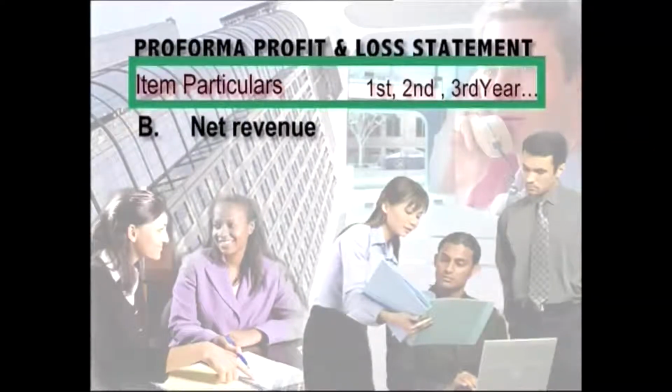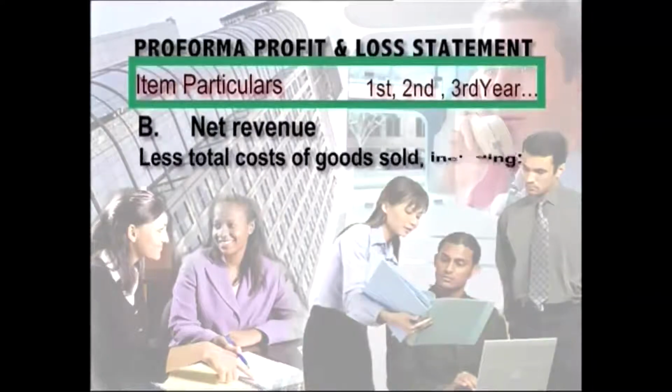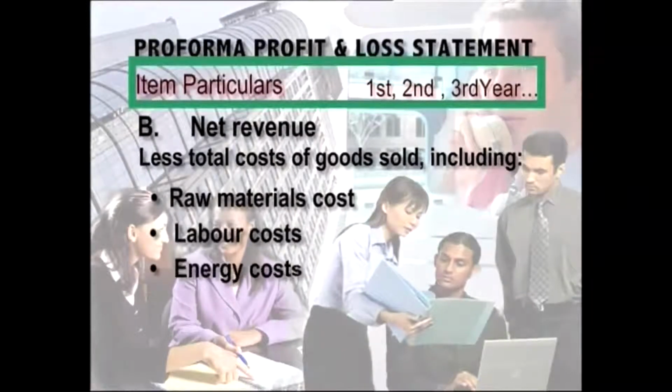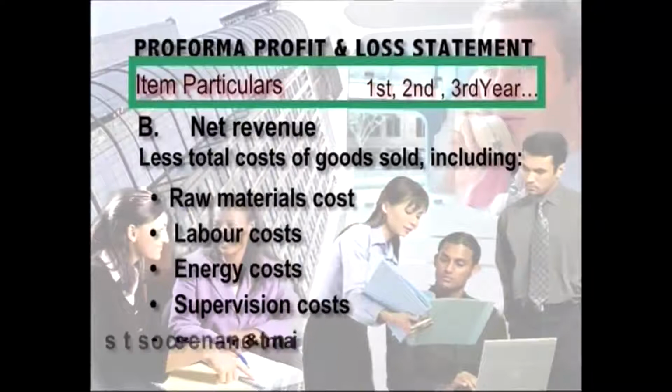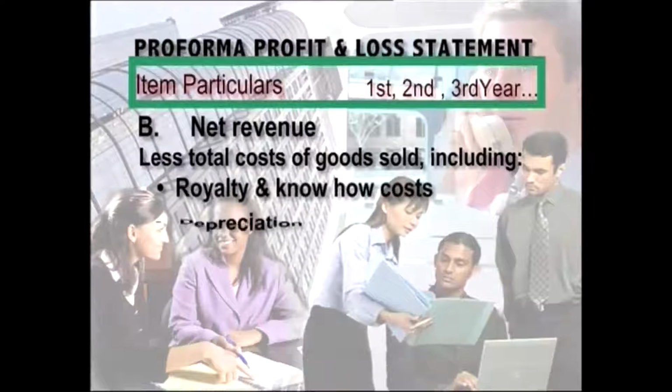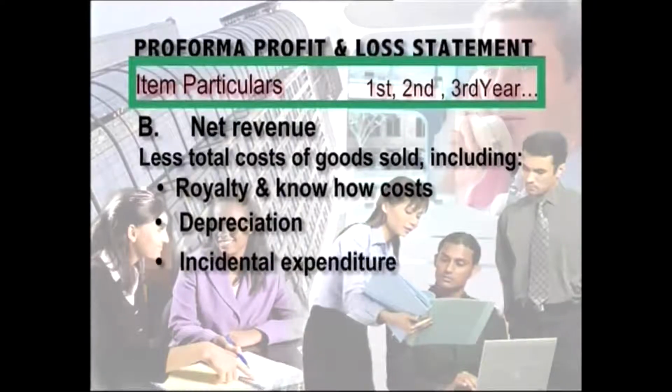Okay. Now you have got the net revenues. The other aspect is the cost of goods sold, cost of goods or services that you're going to sell. Now within the cost of goods sold, items are like the raw materials cost, the operating labor cost, the energy cost, the supervision cost, repair and maintenance cost, royalty and know-how cost, depreciation, very important item, and all other incidental expenditure. So this is going to add up to give you the total cost of goods sold.